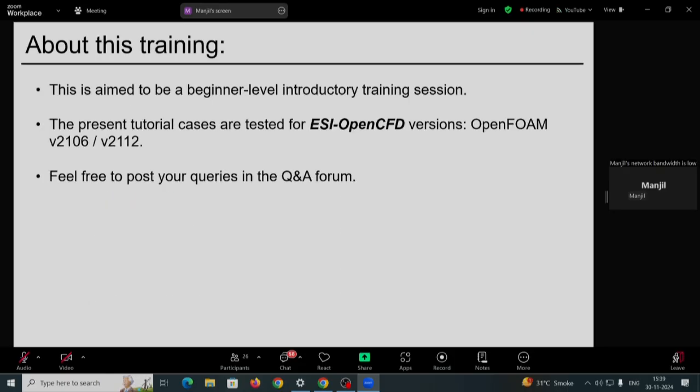This training aims at intermediate level OpenFOAM users, and the tutorial cases have been tested for the OpenCFD versions 2.10 and 2.12, and can also be run in higher versions. But we need some changes in the keywords to be able to run the foundation versions, that is the .org version. You can post your queries in the chat box.